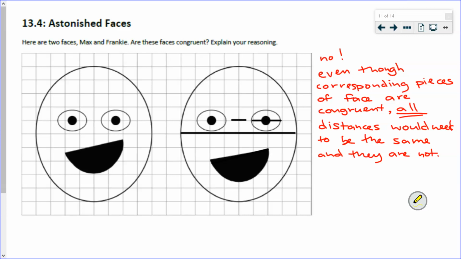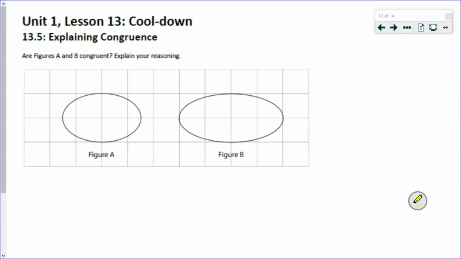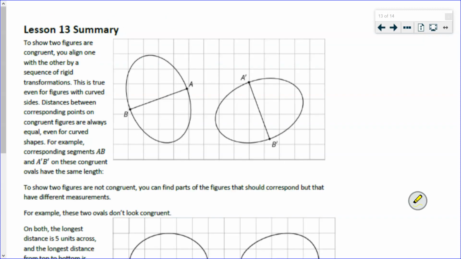Okay. Below this exercise, you guys do have the cool down. I'm going to skip the cool down for a second. I want to go back to the summary. We're going to summarize first, and then we'll go and do the cool down. So I'm going to highlight, and underline in purple that same piece of information that we had in purple earlier too. To show two figures are congruent, you align one figure with the other through rigid transformations.